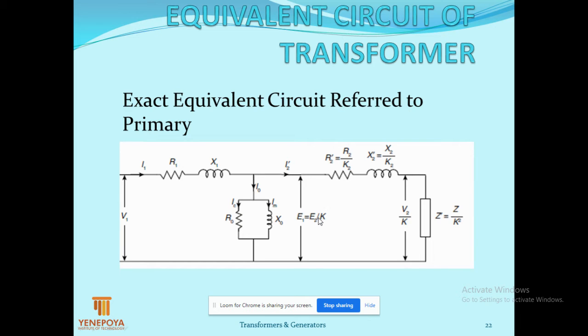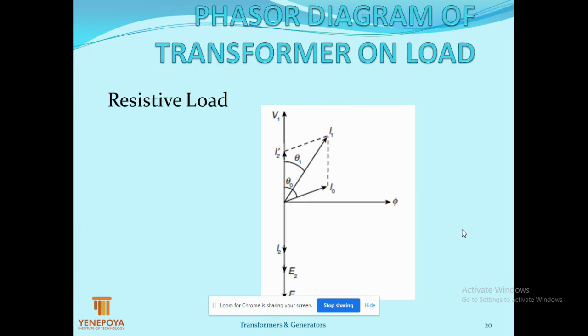E2 becomes E2 dash. With reference to K, V2 becomes V2/K, and R2 dash is equal to R2/K square. X2 dash is equal to X2/K square, and V2 by K here, and Z dash is equal to Z2/K square. This is referred to primary.